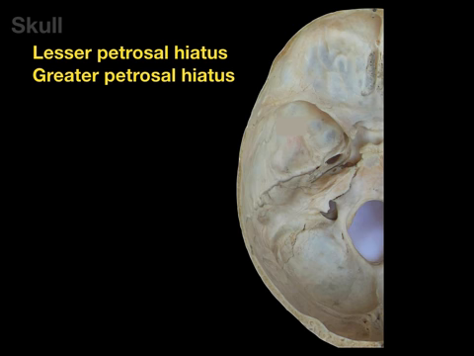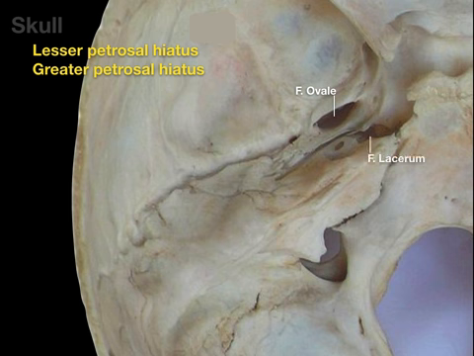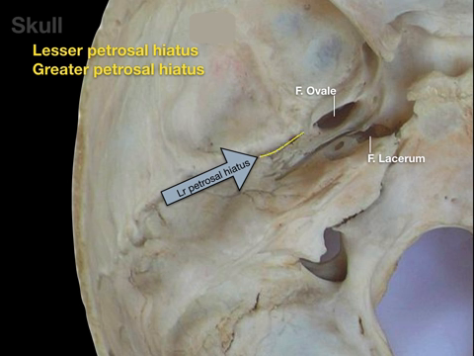Now, the lesser and greater petrosal hiatus. So here we're zooming in. There's the foramen ovale and the foramen lacerum as landmarks. And so there's the lesser petrosal hiatus and the greater petrosal hiatus. Now, the lesser petrosal hiatus gives rise to the lesser petrosal nerve that goes through the foramen ovale with V3, but the lesser petrosal nerve, after synapsing in the otic ganglion, innervates our parotid gland.